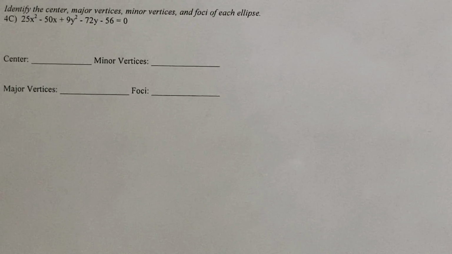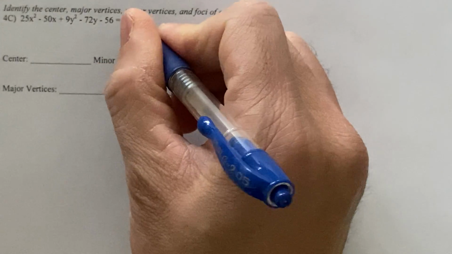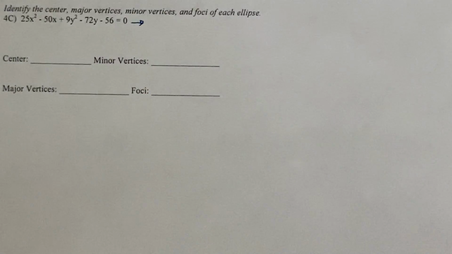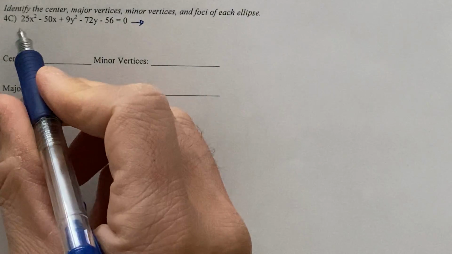The problem with this problem is it's not in user-friendly format. In other words, I can't just look at it and quickly identify the center or A, B for the major and minor vertices, etc. So just like before, if it's in standard form, I gotta get it into user-friendly form using completing the square. So I'm gonna factor out anything touching x squared and y squared.